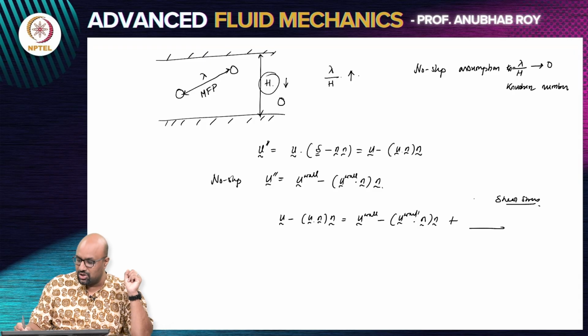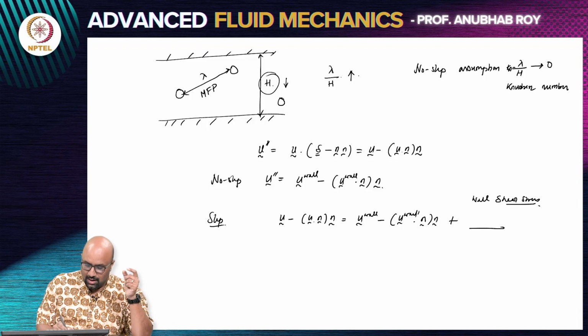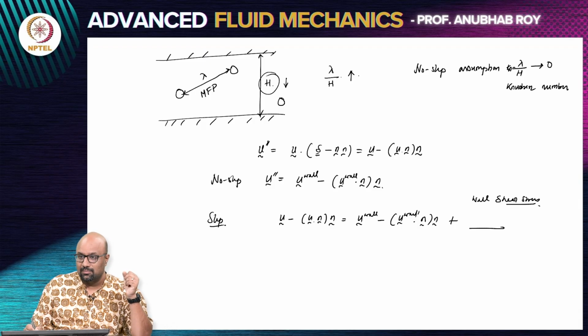What is the wall shear stress? The wall shear stress is basically going to be responsible for a deviation of the tangential velocity of the fluid from the wall's tangential velocity, when you allow for some slip. Now how do we write this mathematically? Because finally we want to have a mathematical expression here.